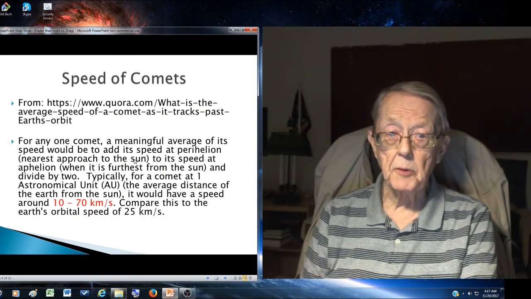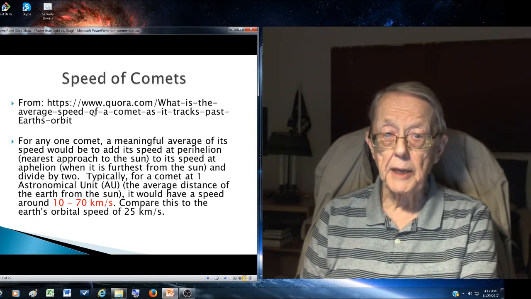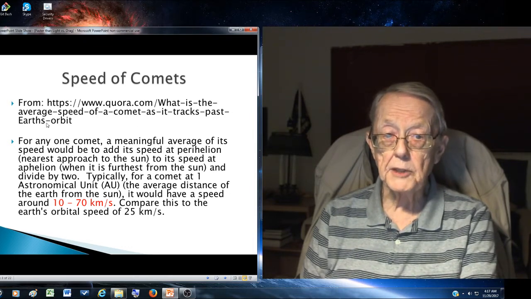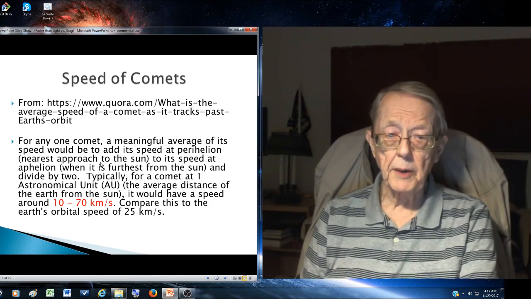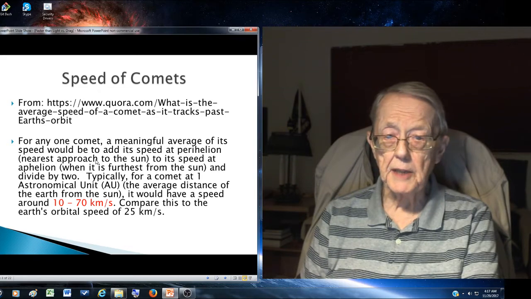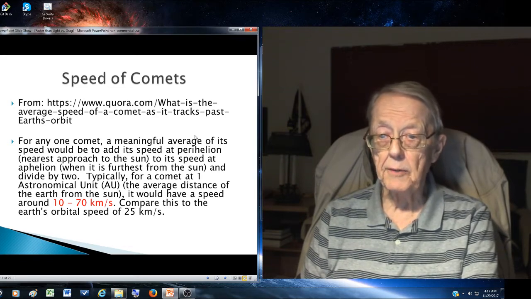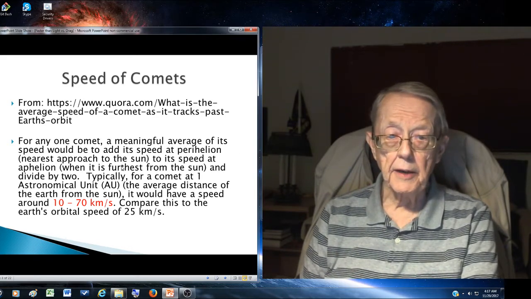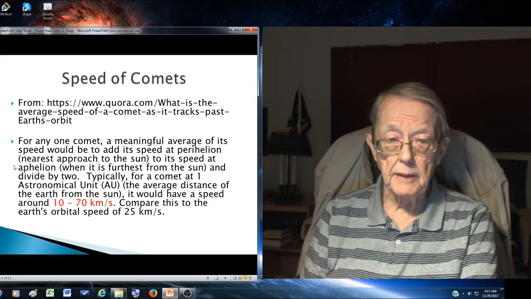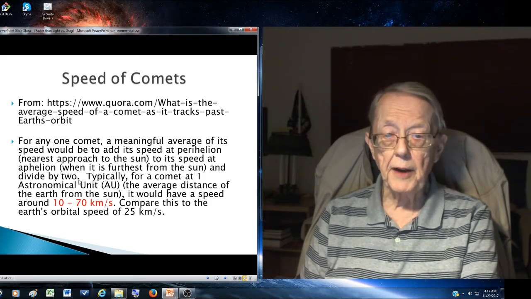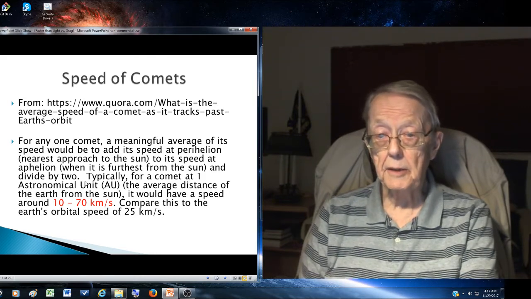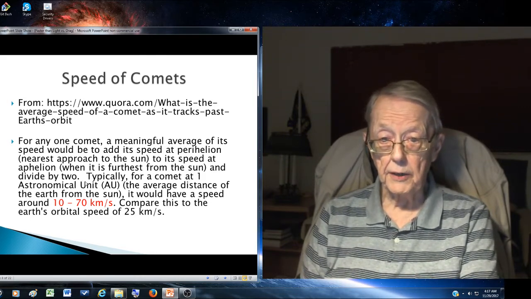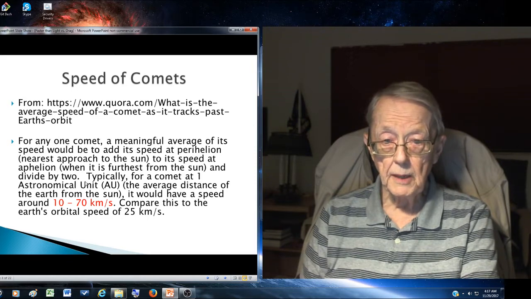I got this information about comets as it tracks past the Earth's orbit. And what they do here, and I won't read the whole thing, is they take its highest speed at perihelion, which is over here, and its lowest speed at aphelion, and then you divide it by 2 and you get an average value of the speed of the comet as it comes through the Earth's orbit.